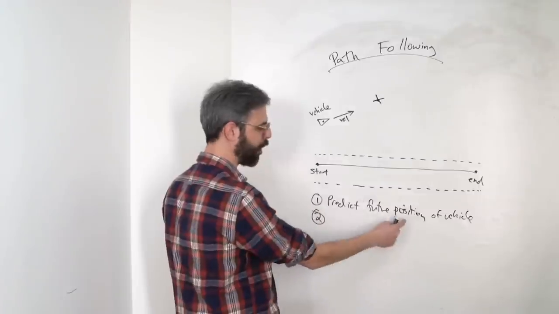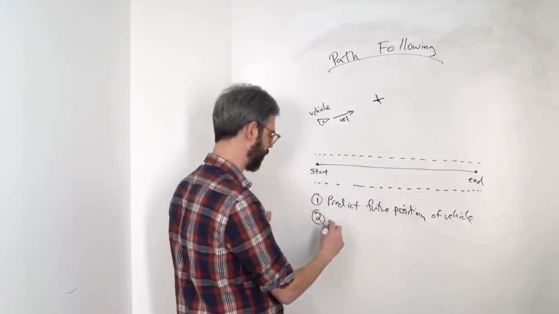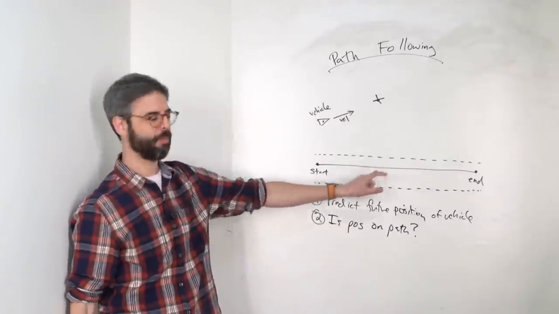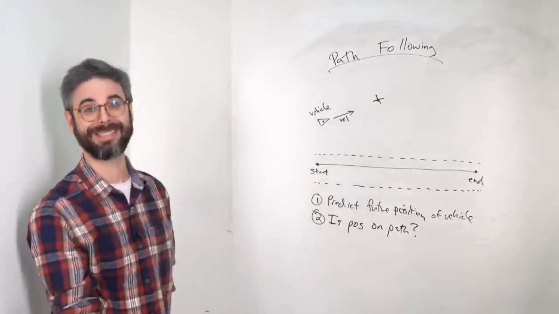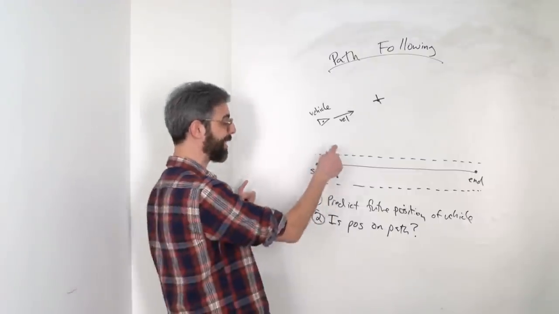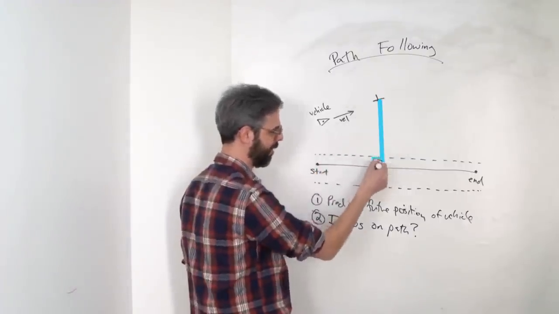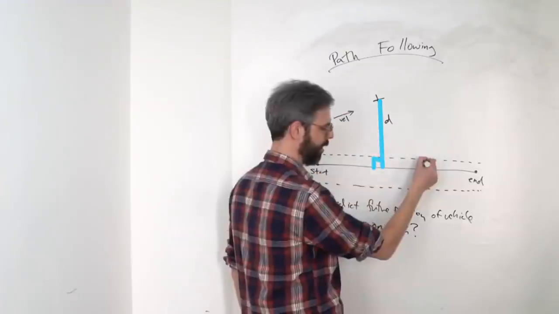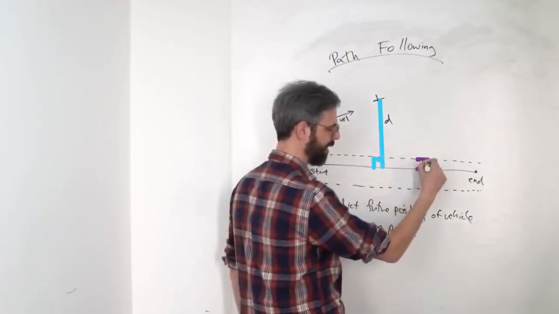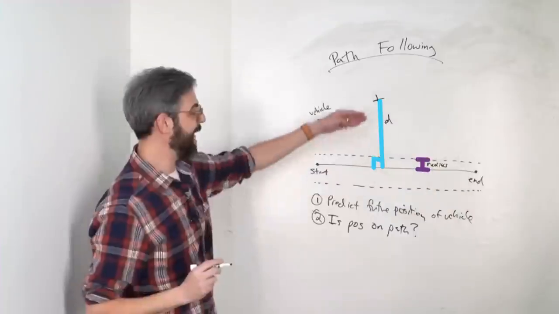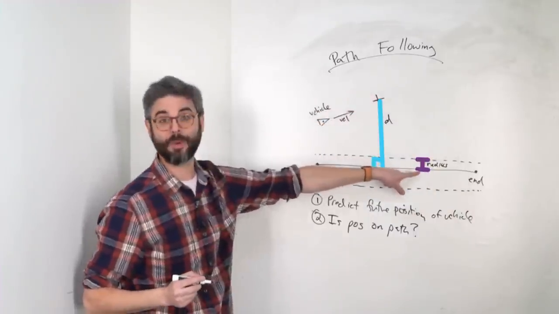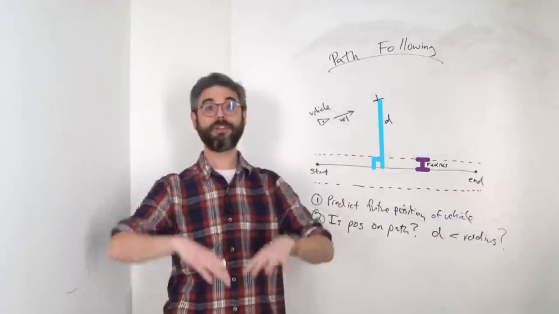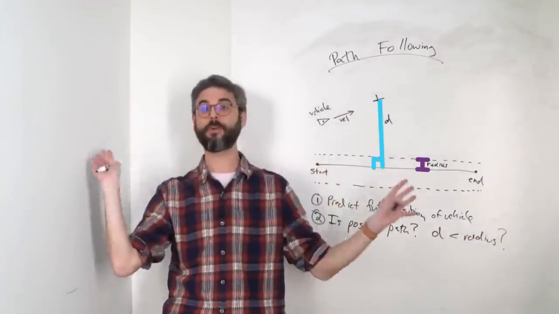Step two, I'm just going to call this future position predict for simplicity. Is that future position on the path? Well, I can plainly see here that it is not. The way I would determine that is by calculating the distance between the point and the line. I'll call that D. This is everything that I worked out in the previous video, how to do this. This here is the path radius. If D is less than the radius, it's on the path. If it's on the path, do nothing. I don't need a steering force. The steering force is zero.